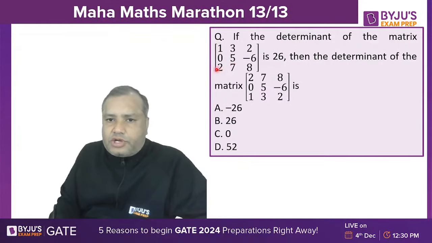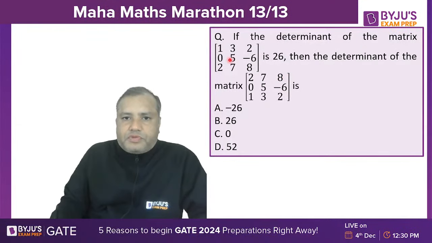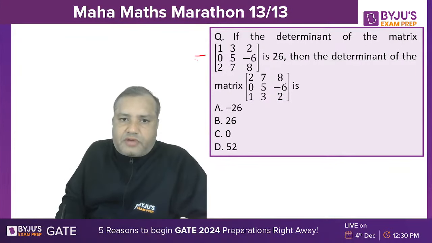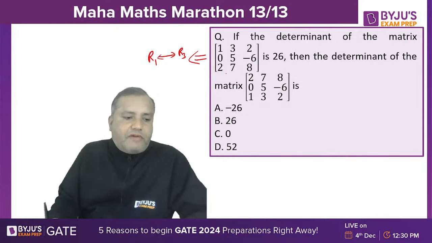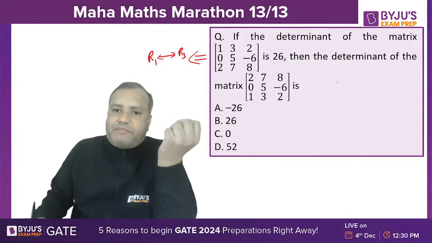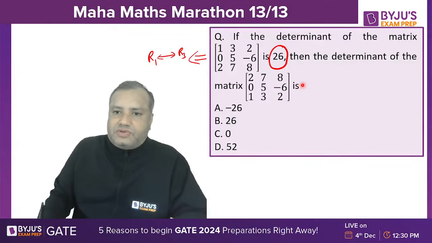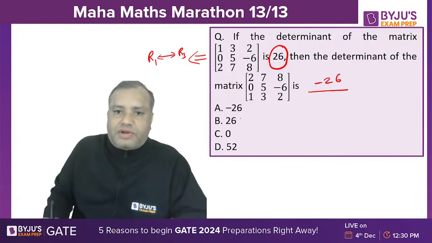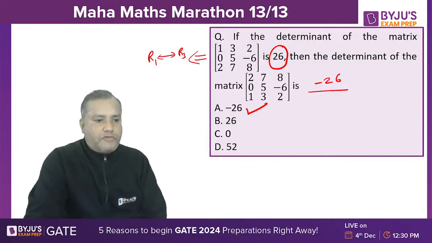So students, you just need to observe what kind of manipulation is done in this particular matrix. Row number 3 is now in the place of row number 1, and row number 1 is now in place of row number 3. It means they have done R1 interchange with R3, and we have learned that when two rows are interchanged, the value of the determinant will get multiplied by a minus sign. So the determinant of this new manipulated matrix will be minus 26, and option A was the correct answer. Next. All of you got the concept in this?